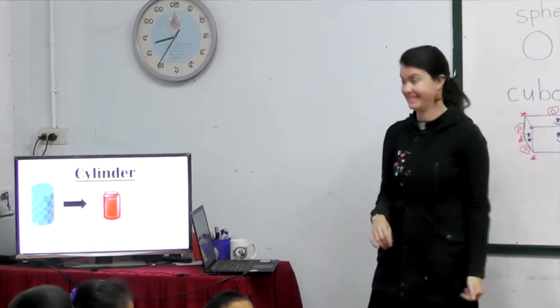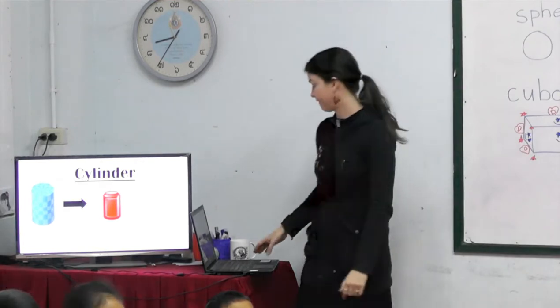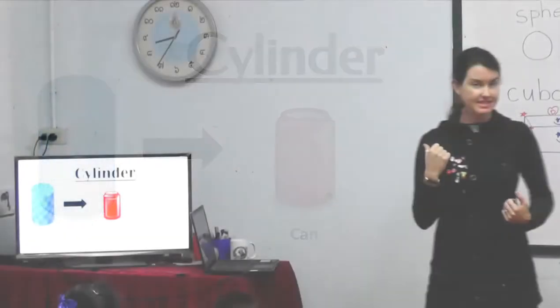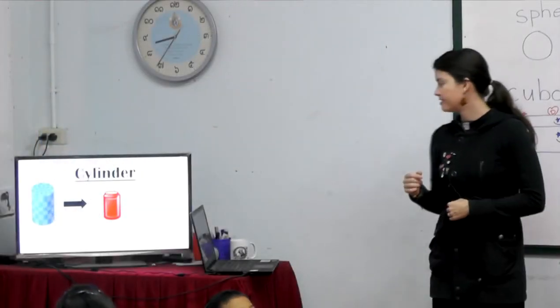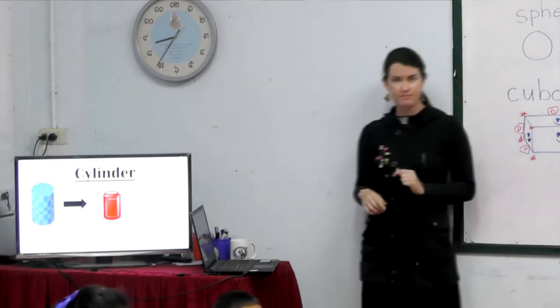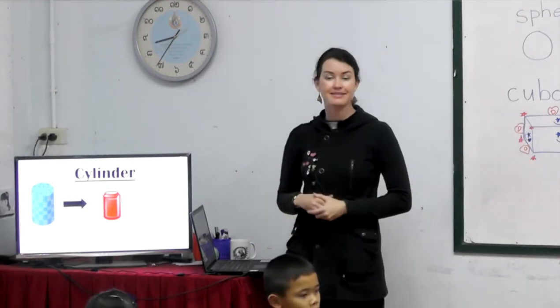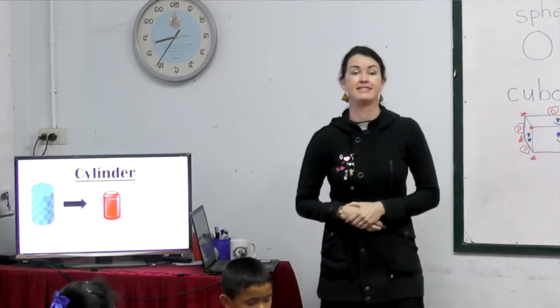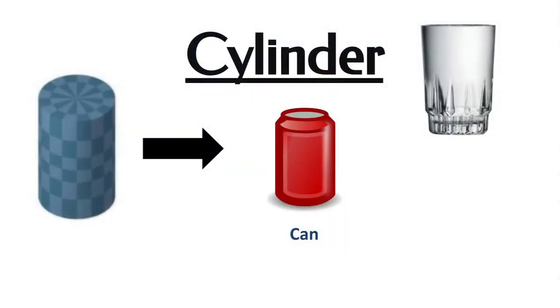Yeah, good. What is this? A can. Does a can look like a cylinder? Yeah, it's a little different, but it's mostly like a cylinder. Can is like a cylinder. What else is like a cylinder? A glass.